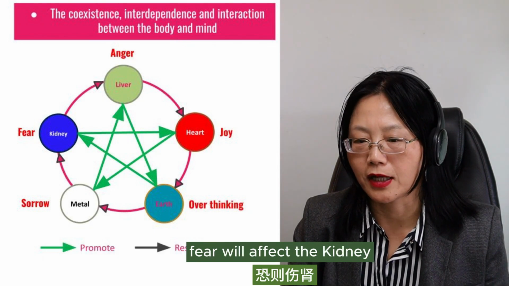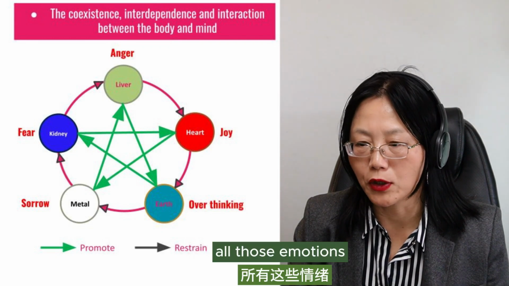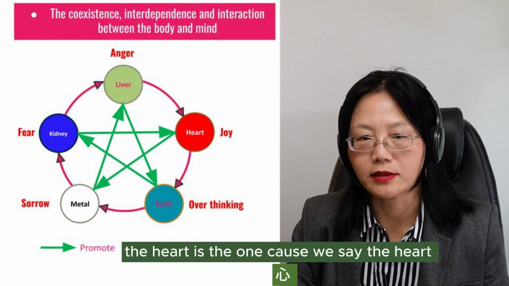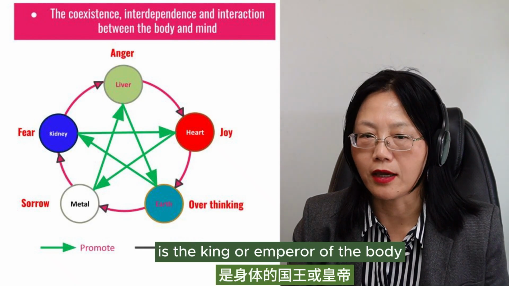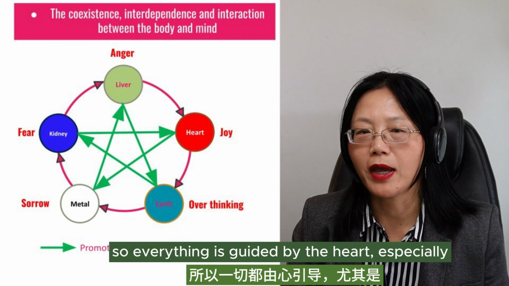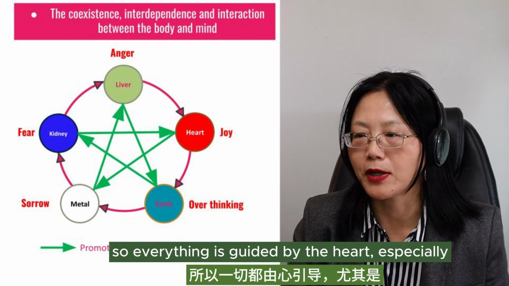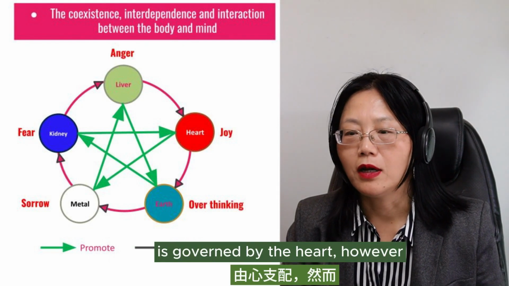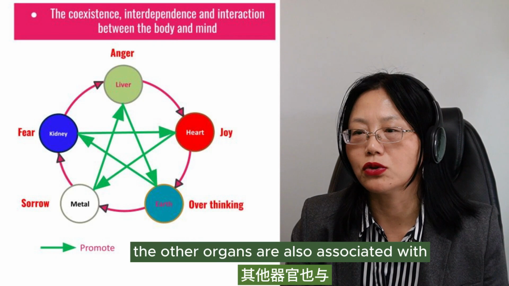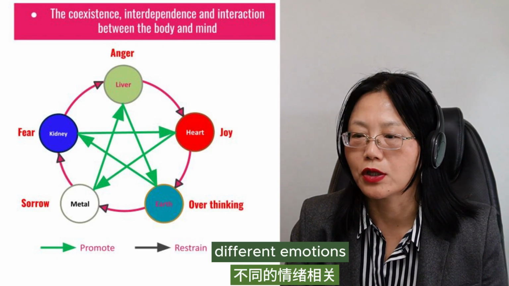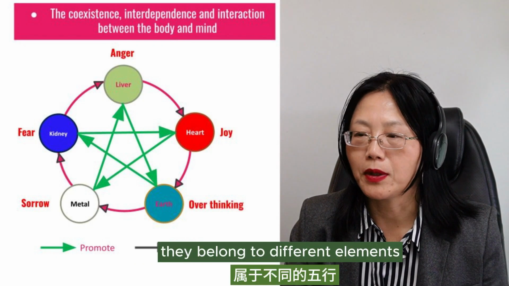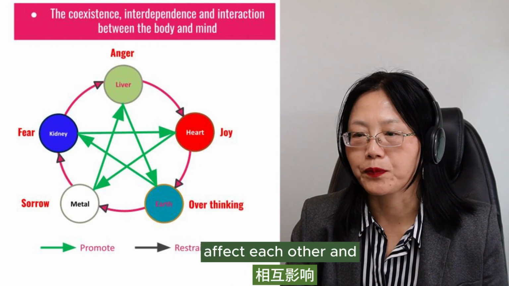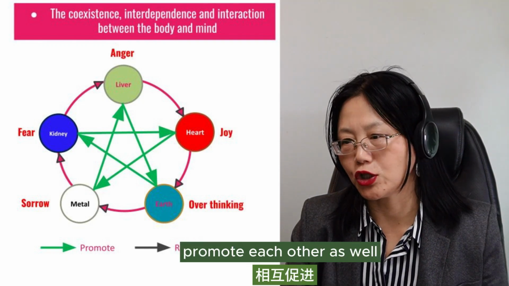Fear will affect the kidney. All those emotions are guided by the heart. Heart is the one, because we say heart is the king or the emperor of the body. So everything is guided by the heart, especially the spirit or the shen. The shen is governed by the heart. However, the other organs are also associated with different emotions. Those emotions belong to different elements. They will affect each other and inhibit each other, promote each other as well.